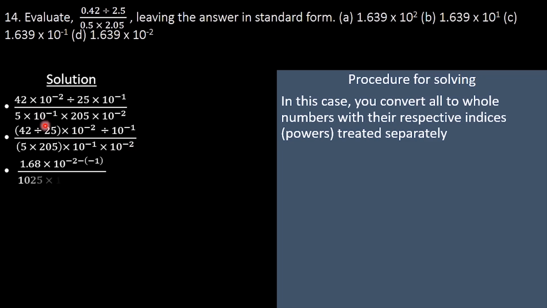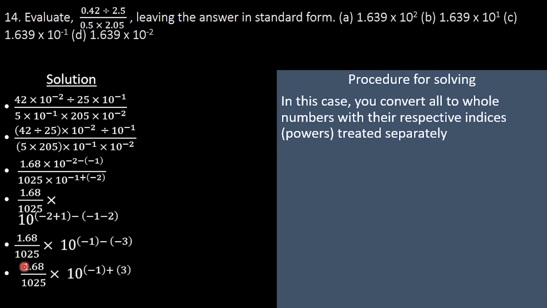Now 42 divided by 25 we have 1.68 and 5 multiplied by 205 we have 1025. We are going to have 1.68 divided by 1025 multiplied by 10 raised to power. When you apply the laws of indices, you will express the terms in their common base: 10 raised to power minus 2 plus 1 minus 1 minus 2. You now have 1.68 divided by 1025 multiplied by 10 raised to power minus 1 plus 3. You now have 1.68 divided by 1025 multiplied by 10 raised to power 2.